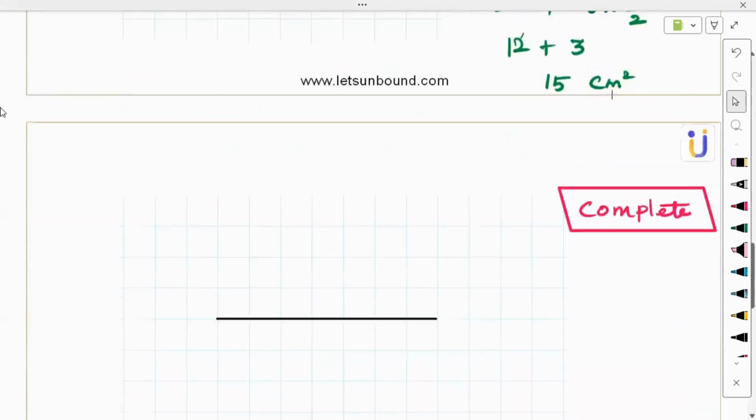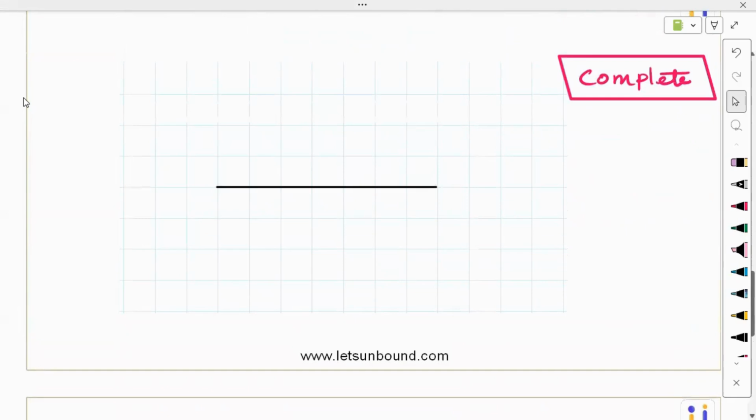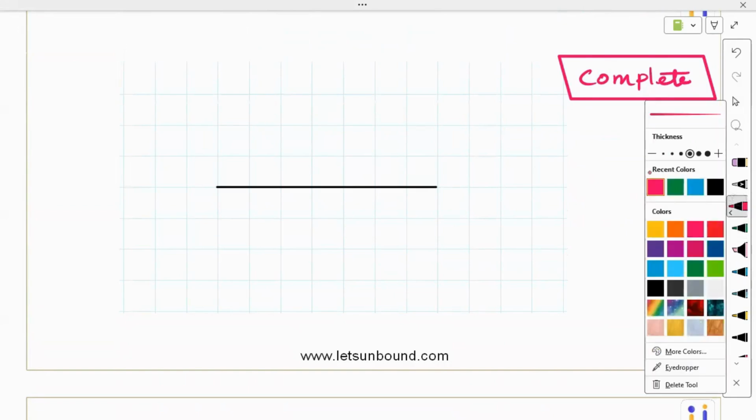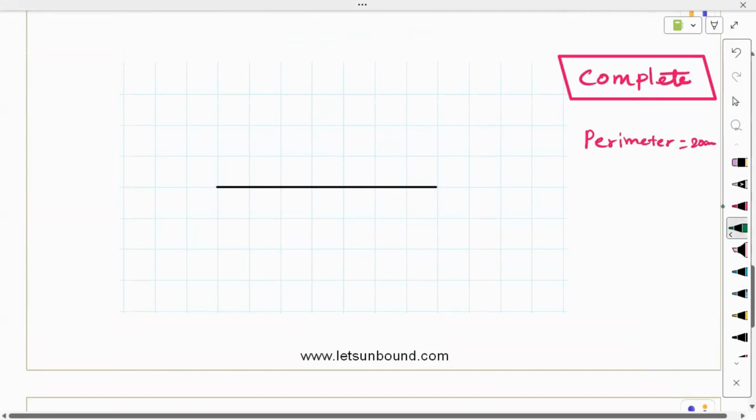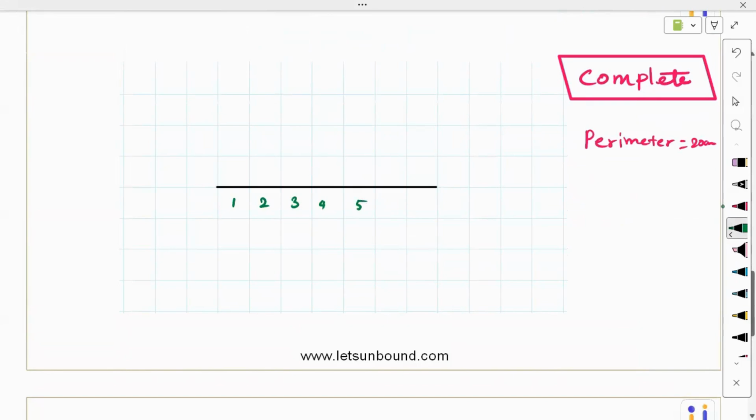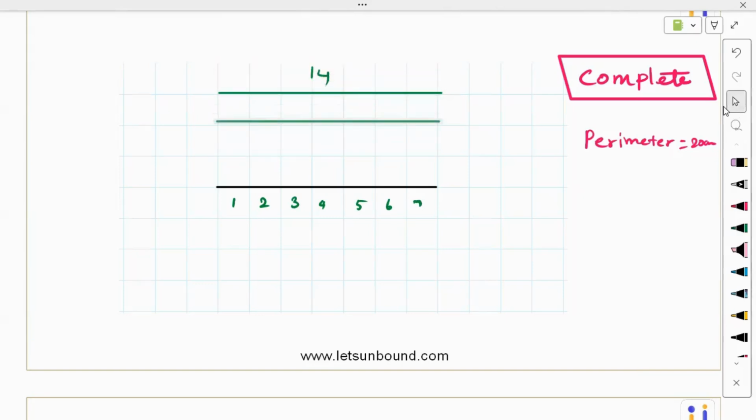Right? Simple. Next one. Here a grid is given. It's a centimeter grid. Complete the rectangle so that its perimeter should be 20. Many rectangles are possible, but perimeter 20 means, let me count. It's based on the side. 1, 2, 3, 4, 5, 6, 7. Already I have a 7. Of course, the opposite also will be 7. So totally 14, right?